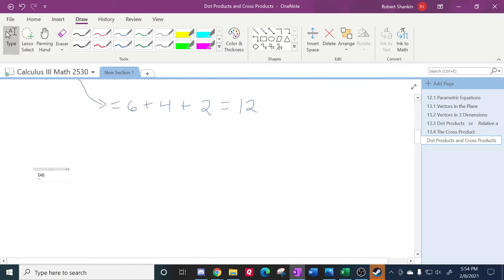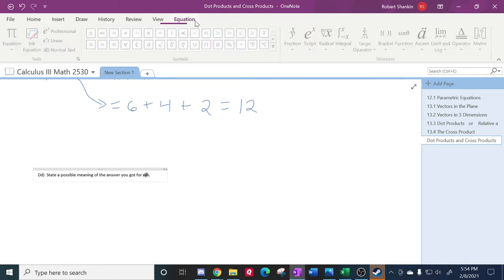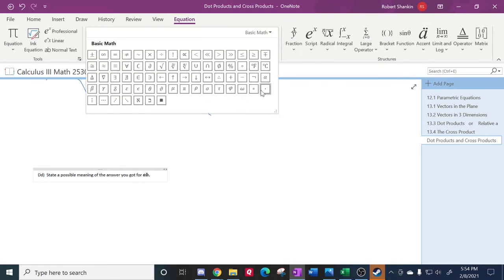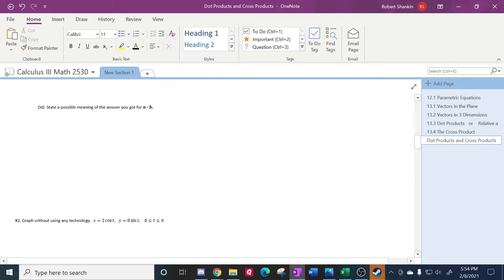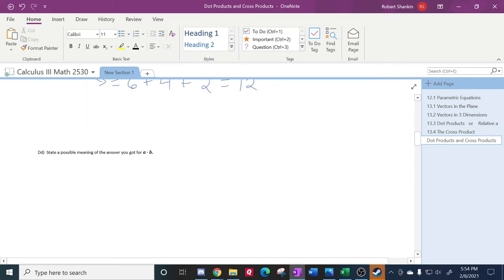State a possible meaning of the answer you got for A dot B. And as you're feeling so moved, confident enough, do another possible meaning, and as many as you can think of.